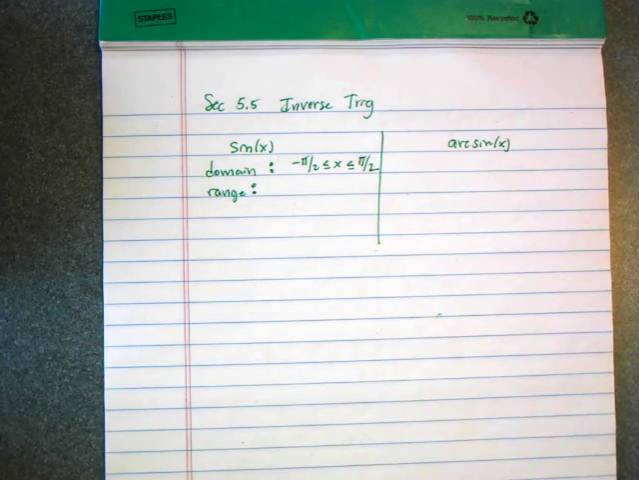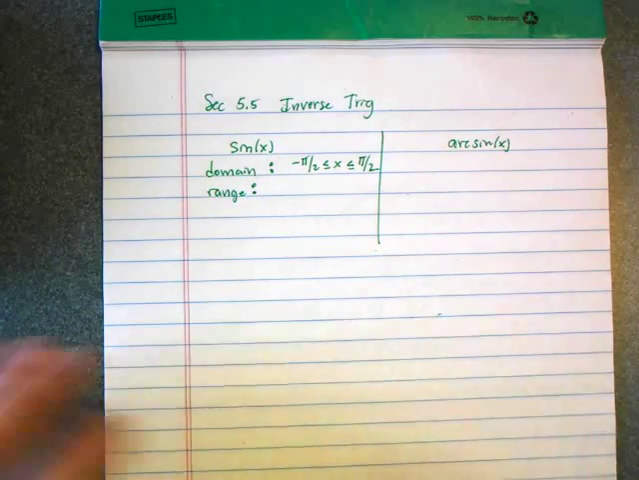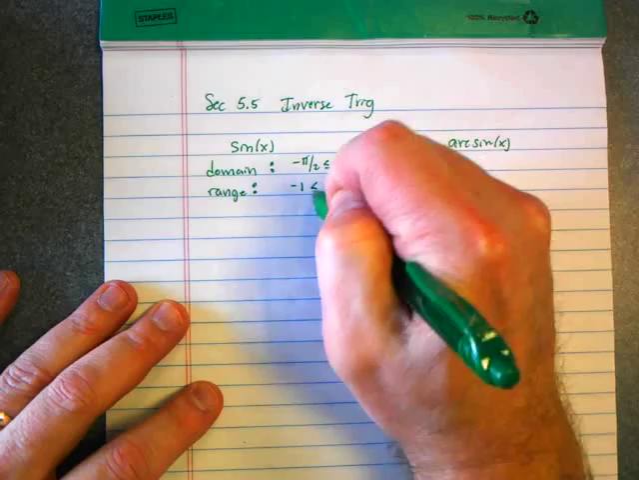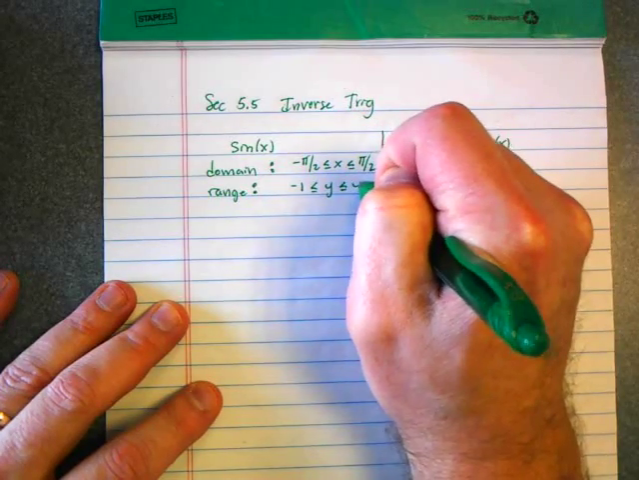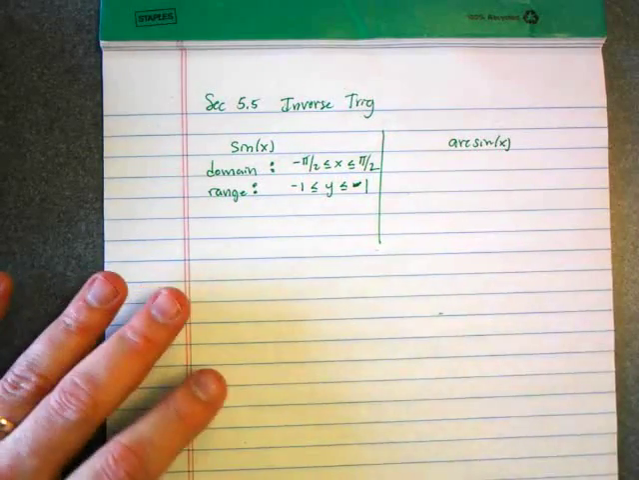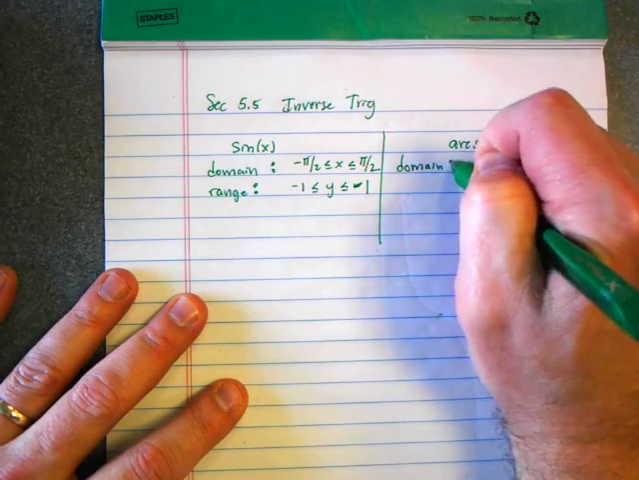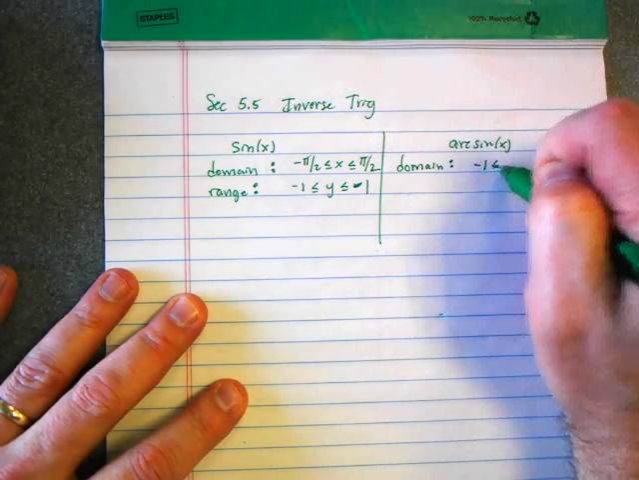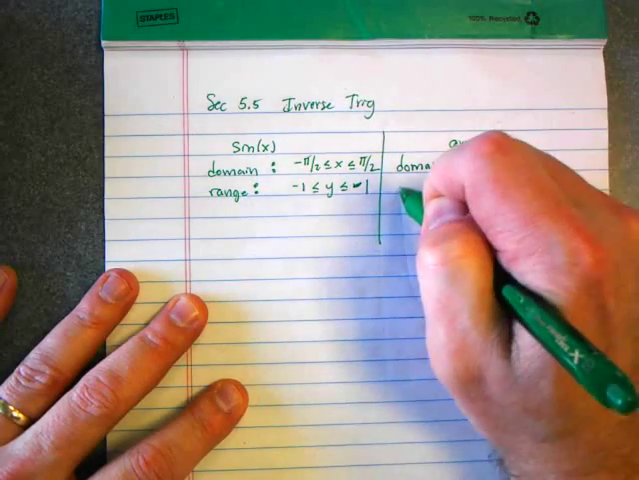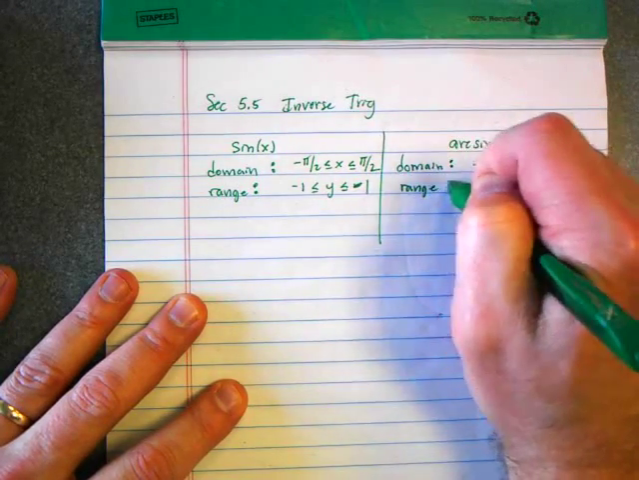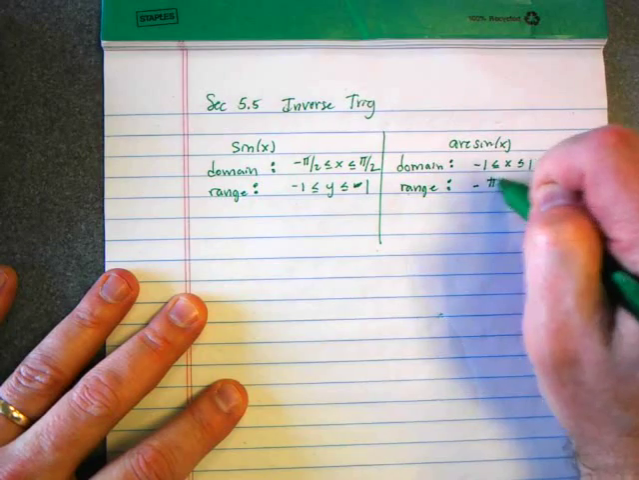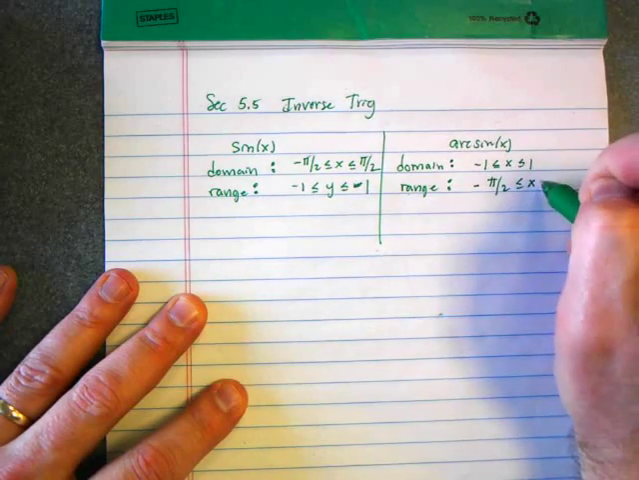And how about our range? What kind of y numbers do you get when you're dealing with a sine function? Range is between negative 1 and 1. So for arc sine, it'll be just the opposite. The domain, the numbers that I can plug into arc sine, are numbers between negative 1 and 1. And the range, I'll get y values between minus pi over 2 and pi over 2.